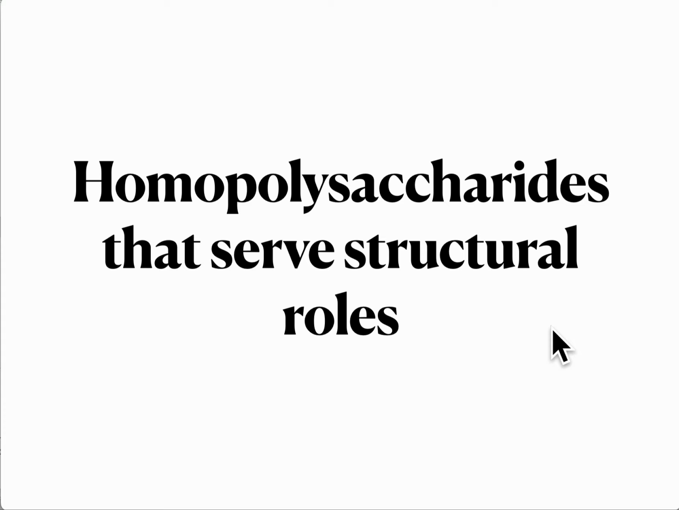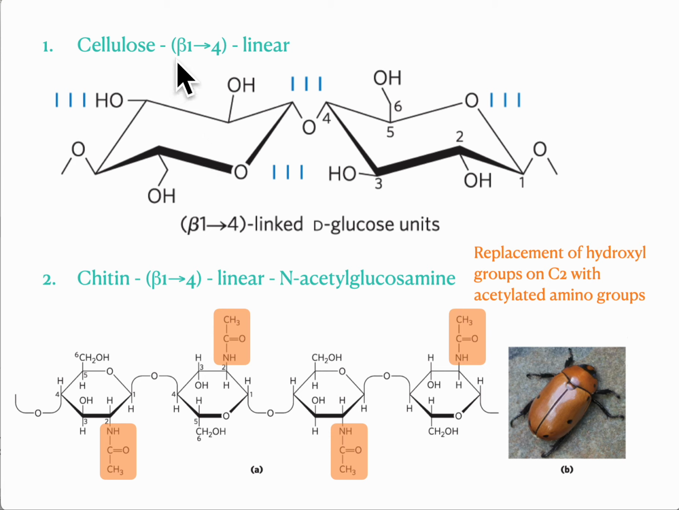So now we're going to talk about homopolysaccharides that serve structural roles. That will be chitin and cellulose. So for cellulose, it has beta 1 to 4 glycosidic bonds because cellulose is made up of beta glucose monomers, which is different from amylose, which is made up of alpha glucose monomers. And thus, this glycosidic linkage causes individual molecules of cellulose to fold differently from amylose in space, and thus leading to different physical properties.